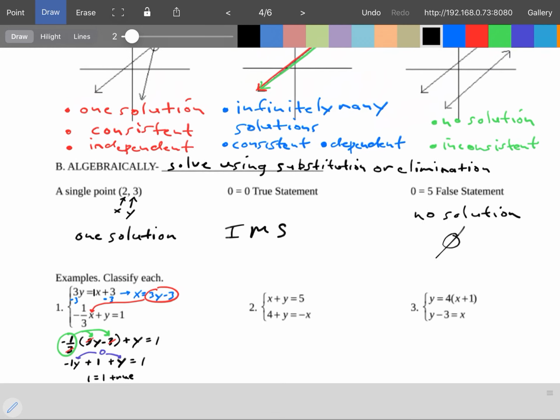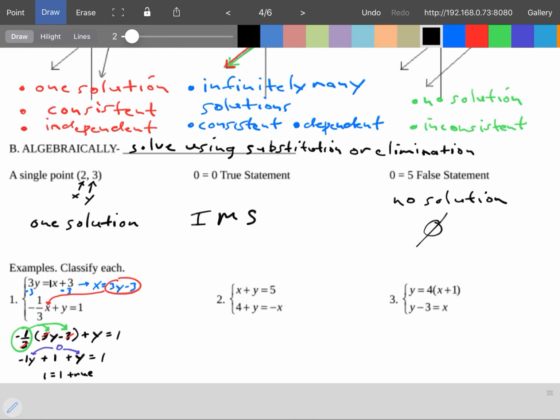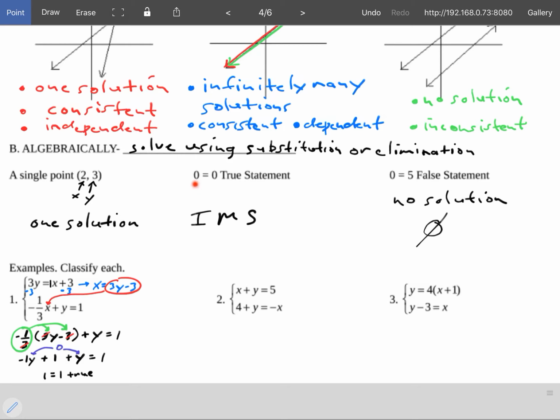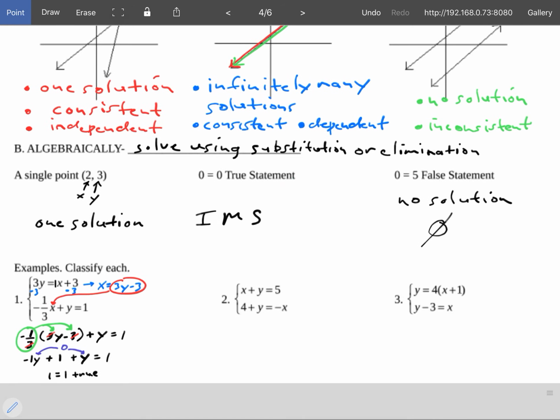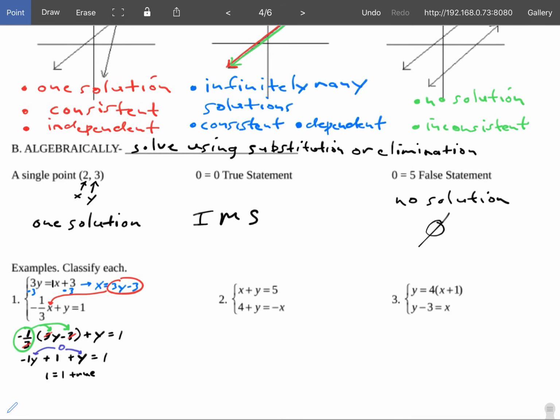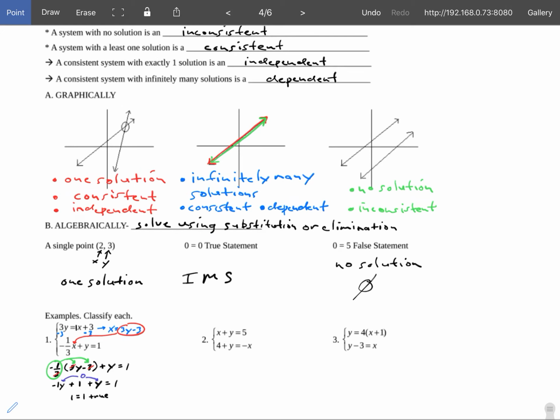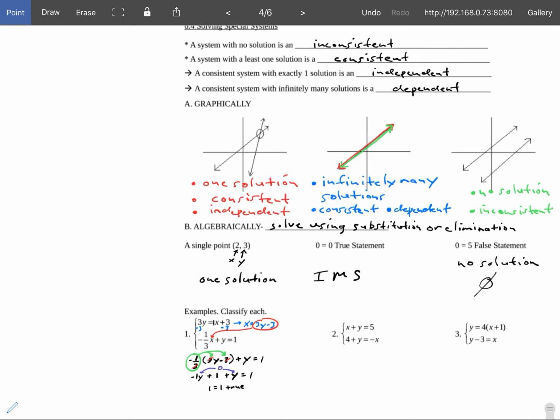So if that's true, now if you look up above here, if you get a true statement like right here, a number is equal to itself, well, we got 1 is equal to 1, right? So we got 1 equals 1, which is a true statement. So then we know right now that there's infinitely many solutions, okay? And if you go up here a little further and read up, that also means that it is consistent and dependent. So that's what we're supposed to write.